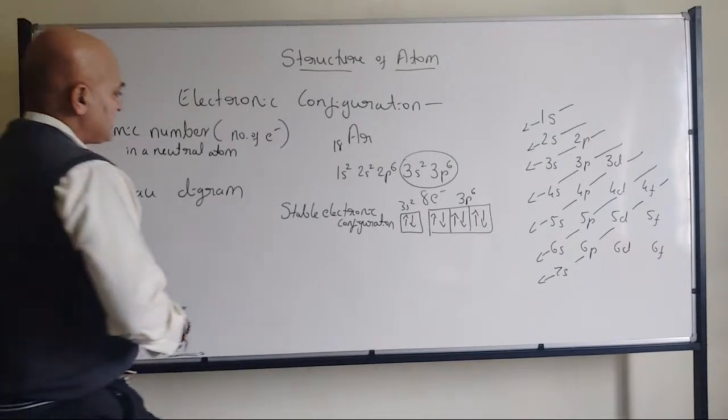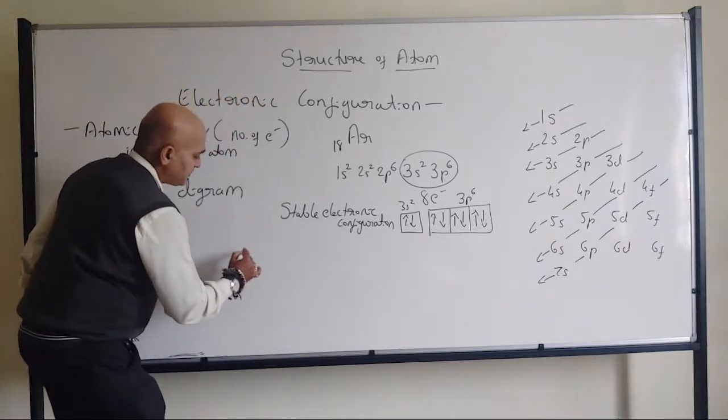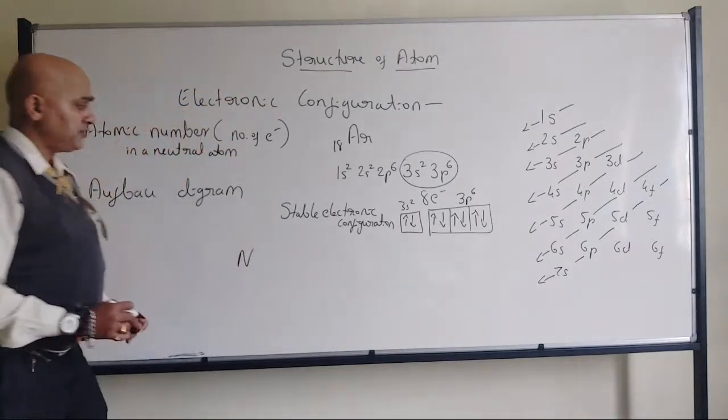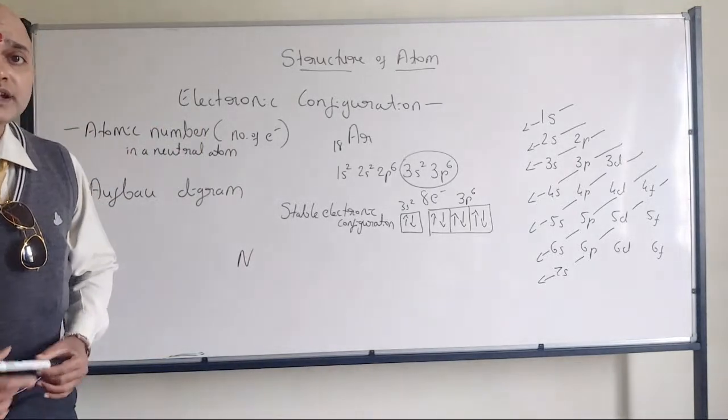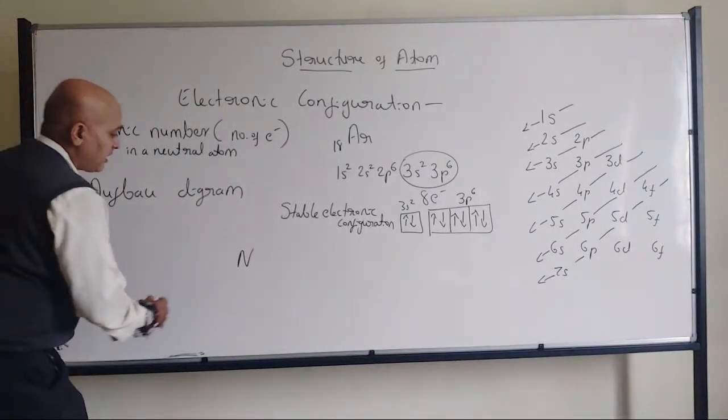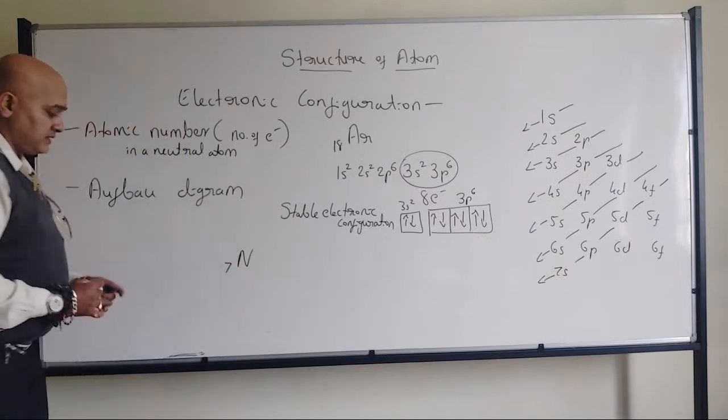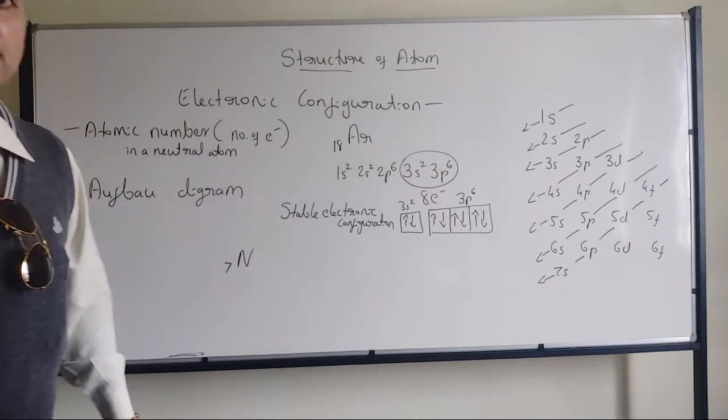Okay. So in that case, can you write it for nitrogen? Can you write it for nitrogen? Nitrogen has atomic number 7.